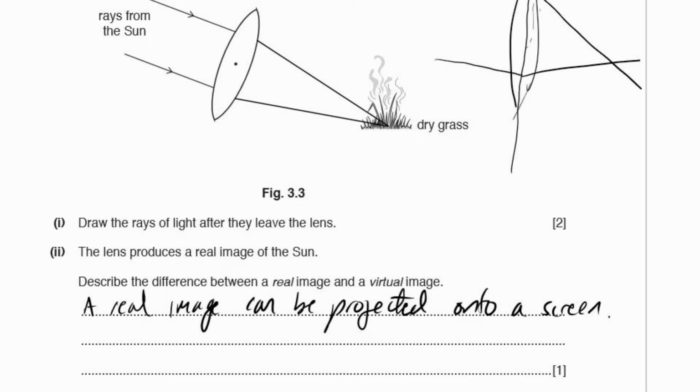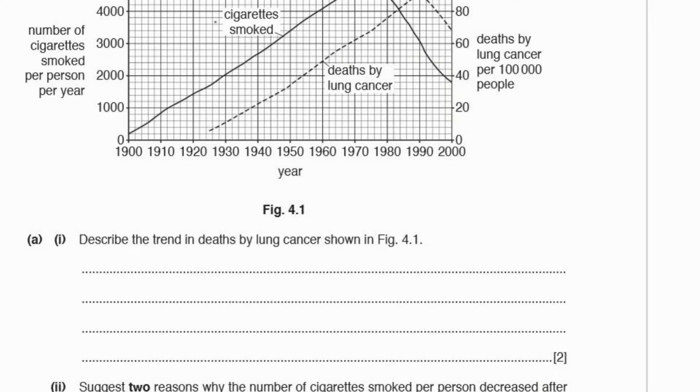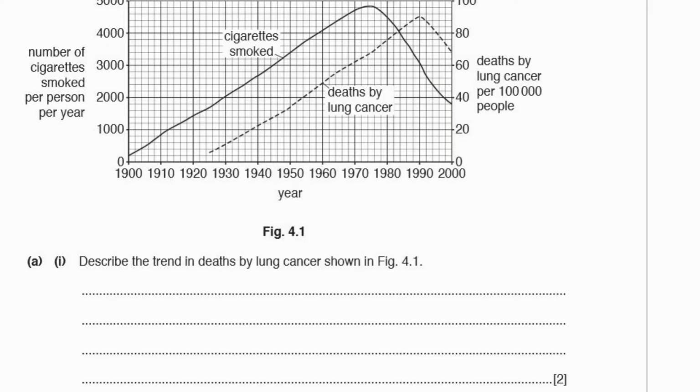There we are. Okay, welcome back to the biology. Question 4, figure 4.1 shows the number of cigarettes smoked per person per year in the USA. Figure 4.1 also shows the number of deaths per 100,000 people per year caused by lung cancer in the USA. A1. Describe the trends in deaths by lung cancer shown in figure 4.1. We're describing the trends in deaths, not the trends in cigarettes smoked.